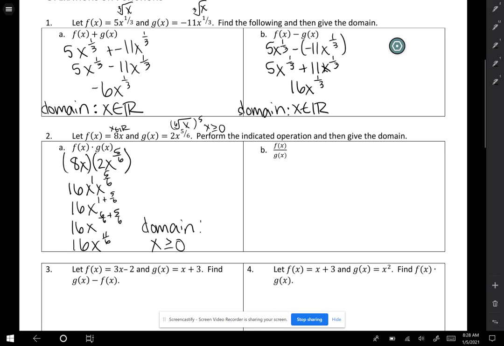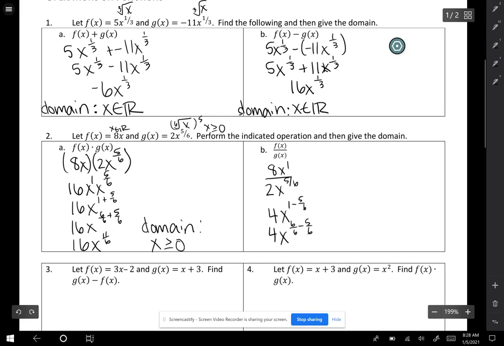For part B, we're doing f of x divided by g of x. So we have 8x divided by 2x to the 5/6. 8 divided by 2 is 4. And then for the exponents, we would subtract them when we're dividing. So x to the 1 minus 5/6. I'm going to do common denominators. So it's 4x to the 6/6 minus 5/6. So our final answer is 4x to the 1/6.